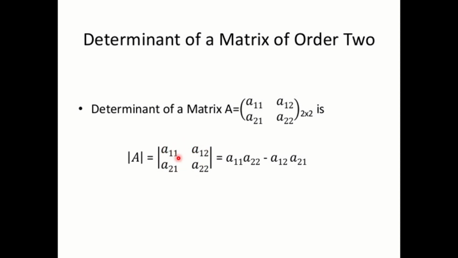Here it is A11 into A22 minus A12 into A21. This is the expansion of the determinant of order 2 by 2.